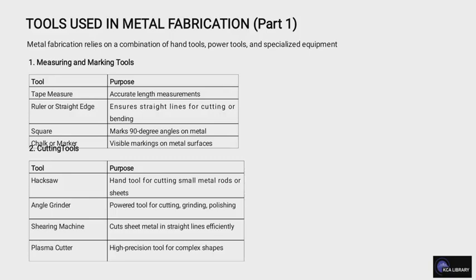we have chalk or marker, which gives visible marking on metal surfaces. The second group is the cutting tools, and under that we have the hacksaw, a hand tool useful for cutting small metal rods or sheets. We have the angle grinder, which is powered for cutting, grinding, and also polishing. We have the shearing machine, which cuts sheet metal in a straight line efficiently. We have the plasma cutter, a high-precision tool for complex shapes.